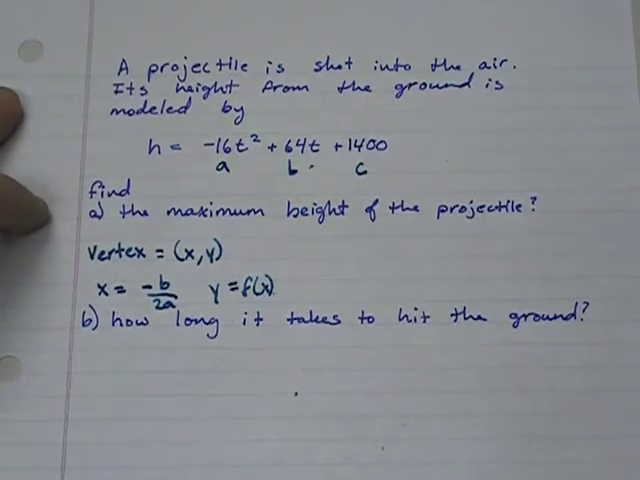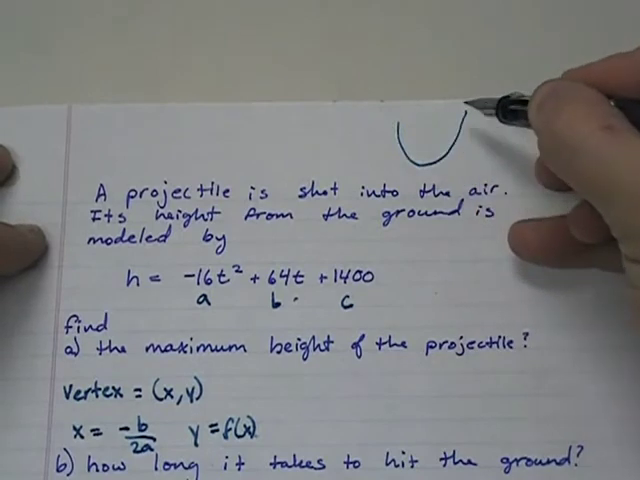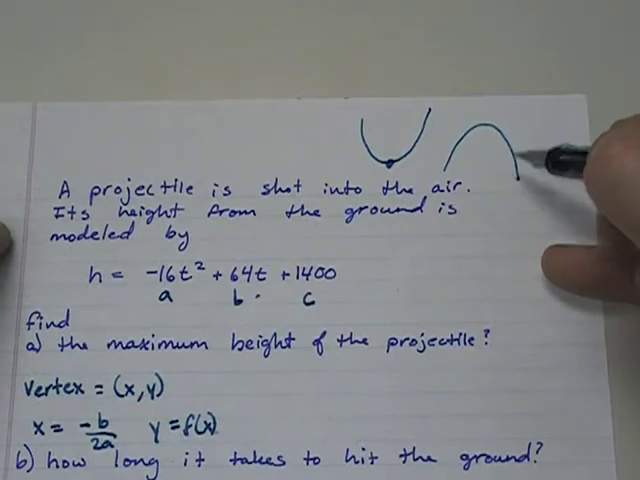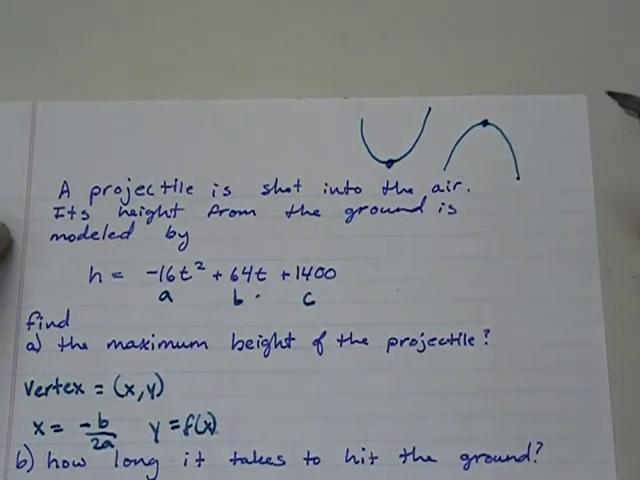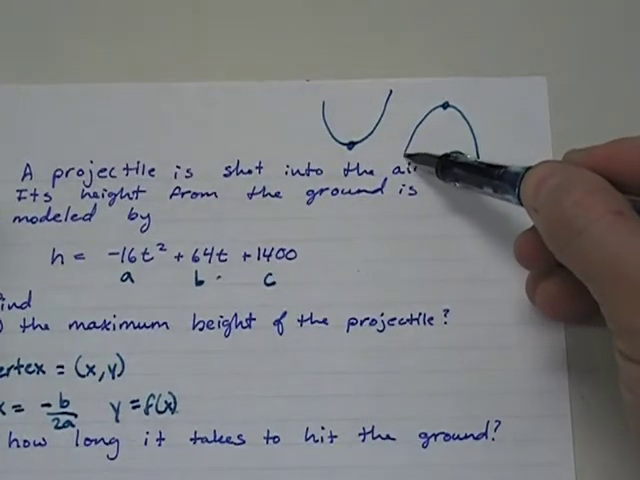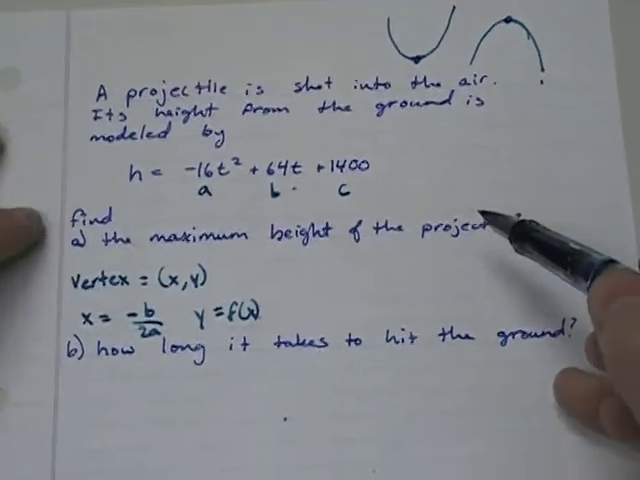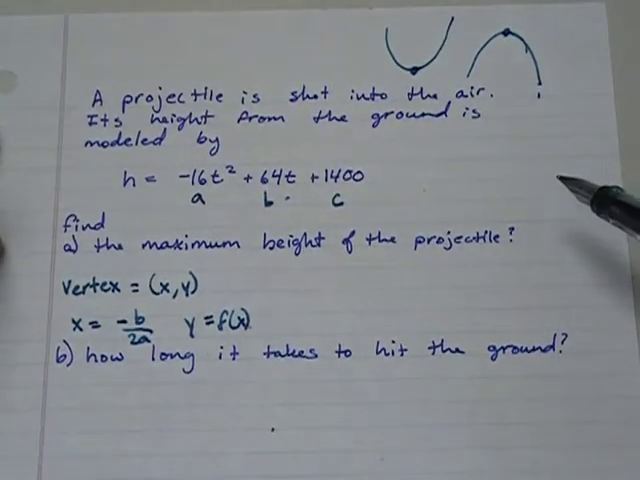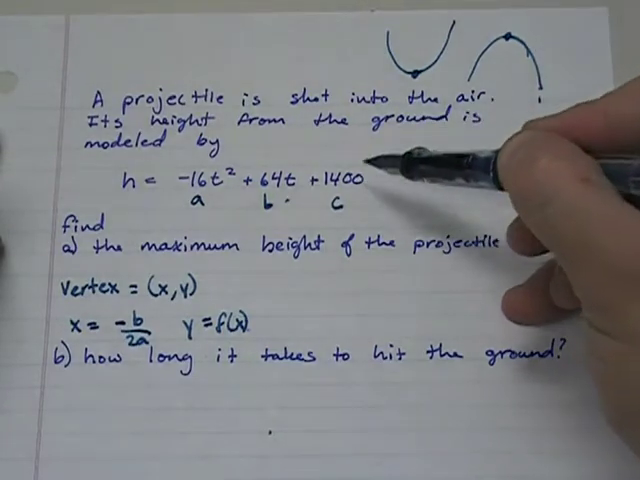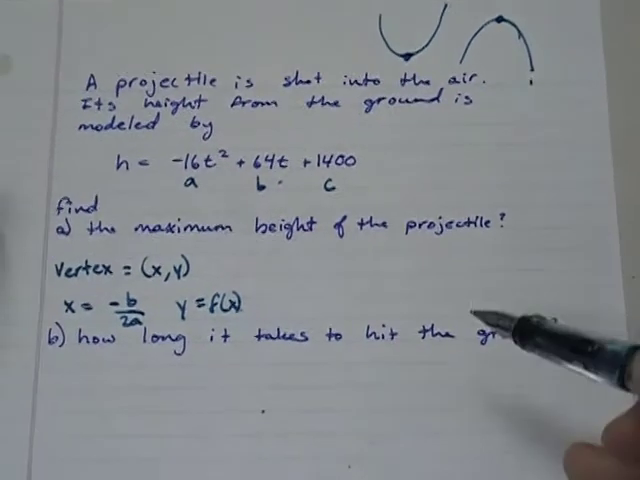The vertex, if it is an upward parabola, will be the minimum. If it is a downward parabola, the vertex will be the maximum. Well, when you shoot a projectile into the air, it's going to go up, reach a maximum, and come back down. That whole gravity thing always gets you. So this equation will look like this if it's graphed, and we're looking for the maximum, which will be the vertex.